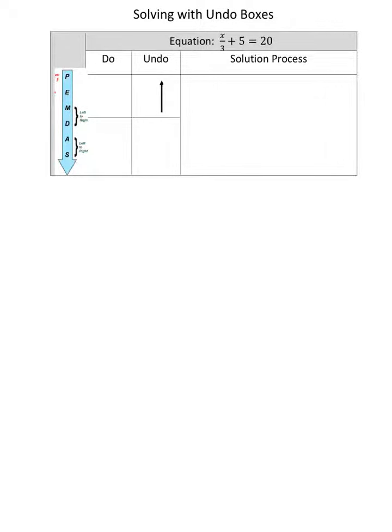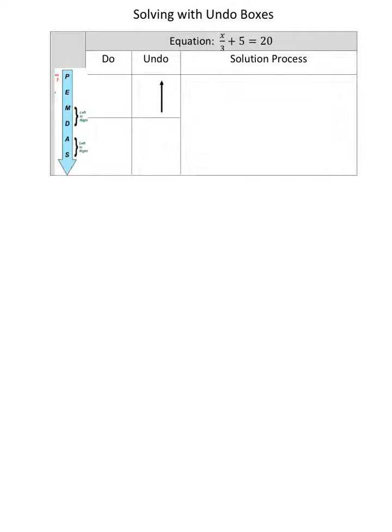This video is going to help you practice solving equations with undo boxes. Undo boxes are just a way of organizing our ideas when we're trying to solve an equation for a certain variable. In this case, it's x divided by 3 plus 5 equals 20.